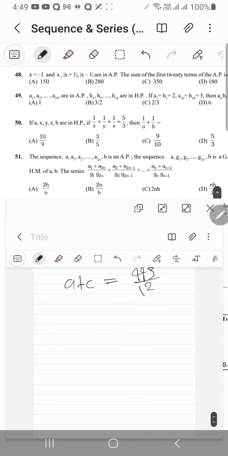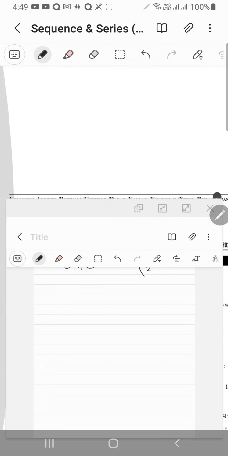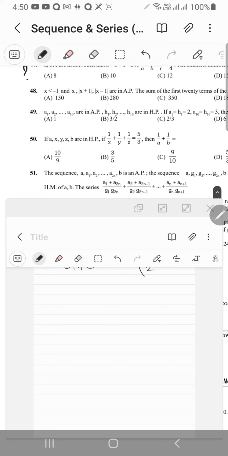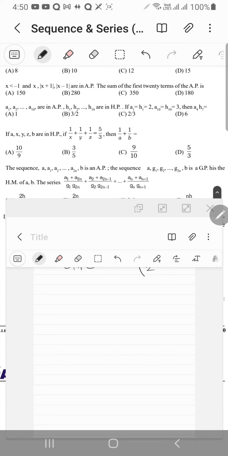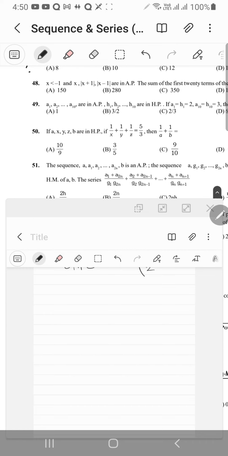X is less than -1. Okay, how much is remaining? Quite a lot. Okay, if x is less than -1 and mod x, x plus 1 mod, x minus 1 mod are in AP, then the sum of the first 20 terms of the AP is, these are in AP, the sum of first 20 terms of the AP.